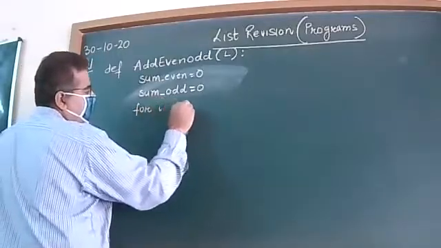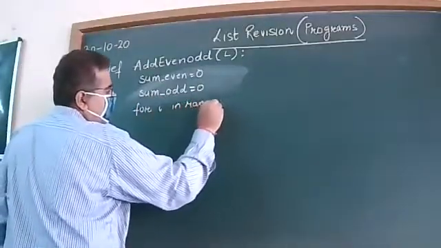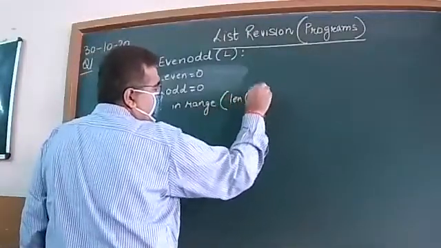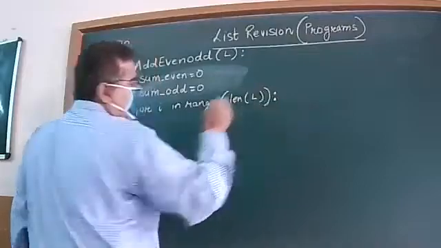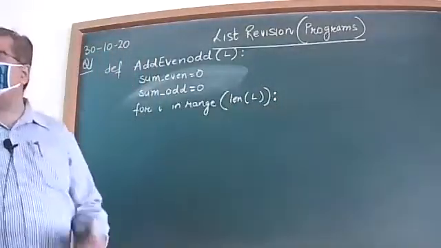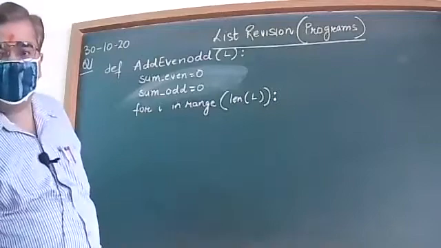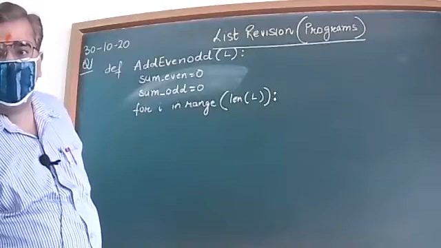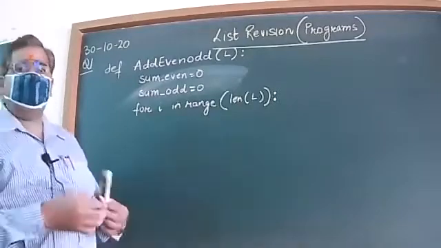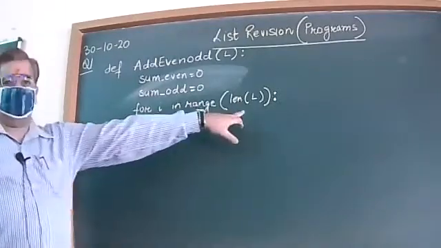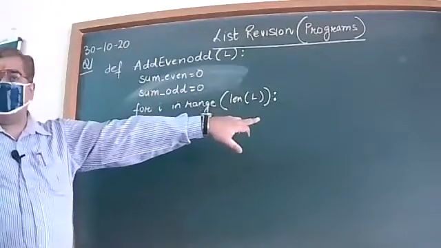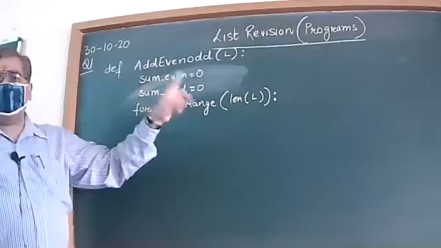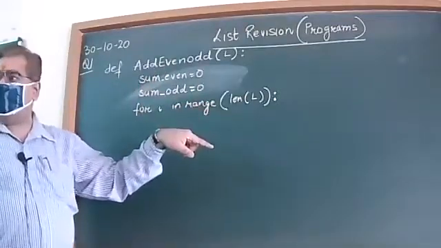For I in range, I find the length of the list. Starting from 0 till the length of list, the loop will run starting with 0 till the length of the list minus 1. Because in for loop, the lower limit is included, but the upper limit is minus 1. Right?